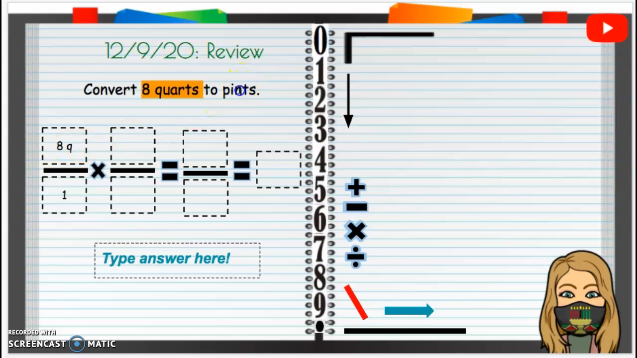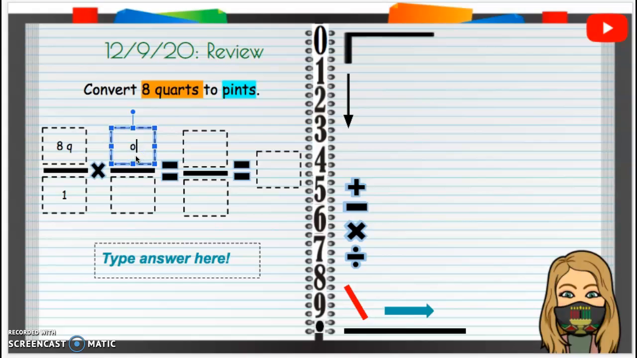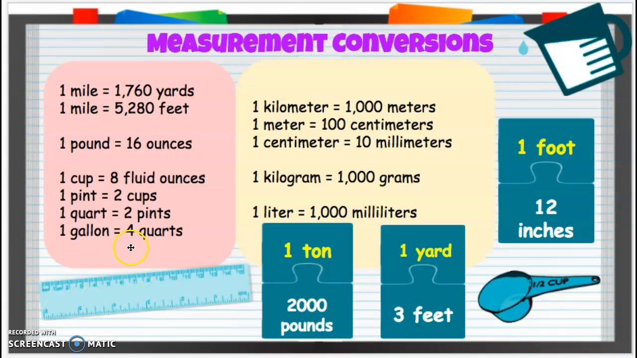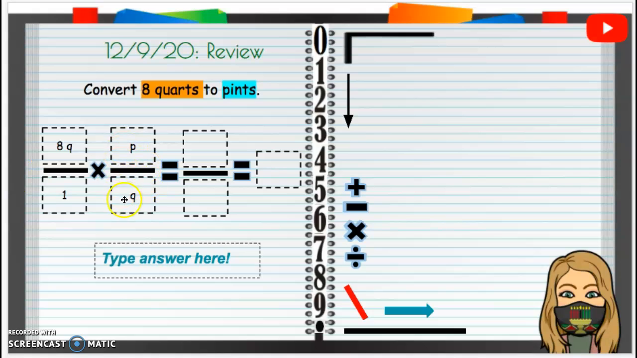Now, we're trying to get from quarts to pints. So we're trying to get to pints, so I'm going to put a lowercase p, and we're trying to get rid of quarts, so I'm going to put a lowercase q. So let's look at quarts and pints. Quarts and pints. Ooh, 1 quart equals 2 pints. 1 quart equals 2 pints.